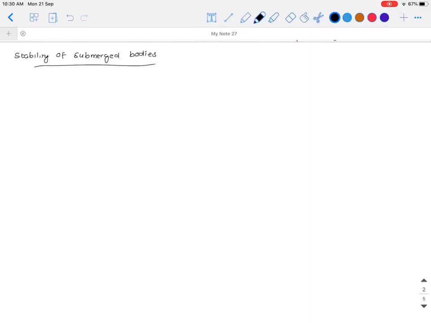Again, let me draw the classical diagram. Whenever we discuss stability, we draw this classical diagram, a ball that is placed on this surface, and this one, and this one.